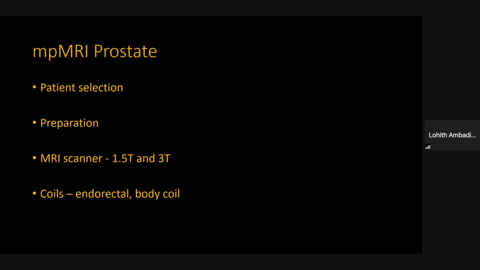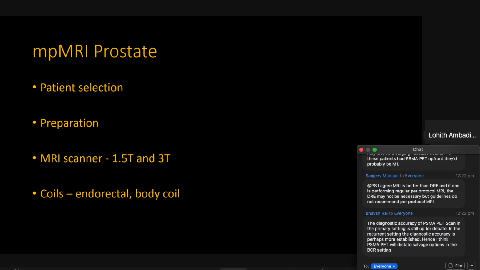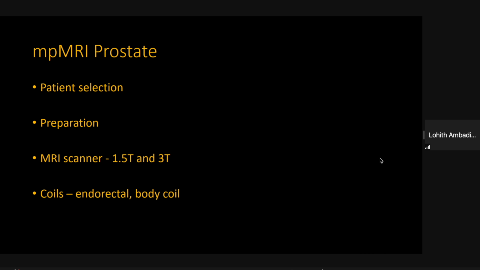So now coming to the scanner itself, we can perform this on both 1.5 and 3 Tesla scanners. Obviously 3 Tesla is a better option. And we can use endorectal coils or body coils. So body coil is placed over the lower abdomen, whereas an endorectal coil, as the name says, is introduced endorectally. Now, the choice of scanner, choice of coils: the best scanner would be 3T, and the best coil combination would be using both endorectal and body coil.